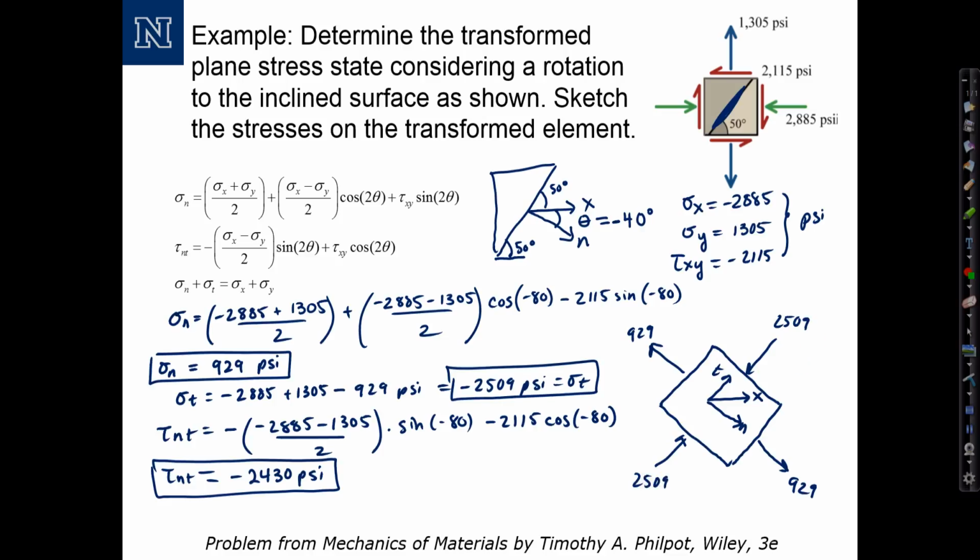Okay, and tau nt, negative 2430. So on the positive n face, I'm going to draw that in the downward negative direction, and adjust all the other arrows accordingly. 2430 and 2430. Okay? And to summarize, I'll just say the units are psi for the whole thing. And so that is my sketch, and that concludes this example.